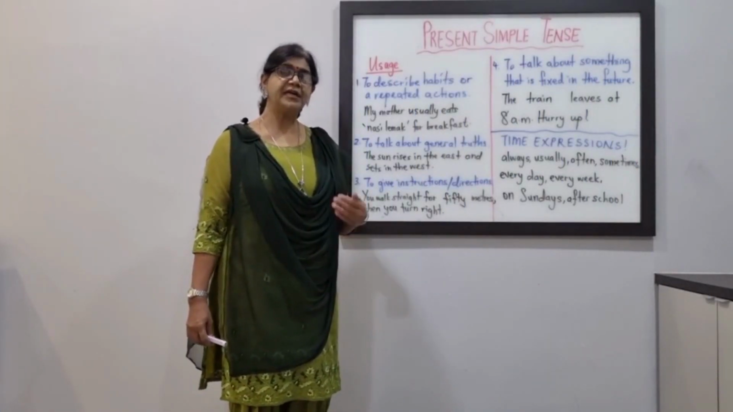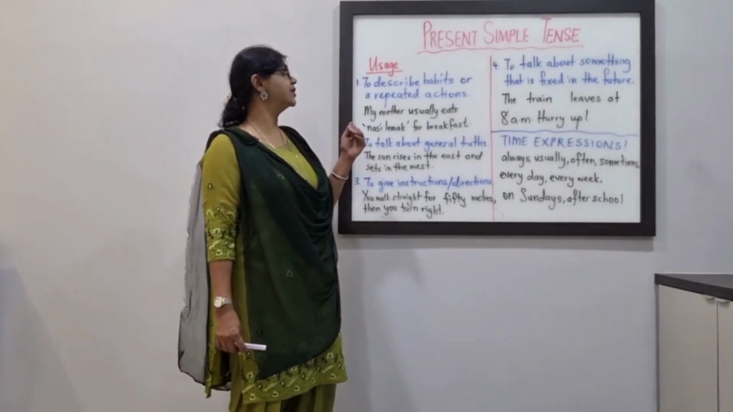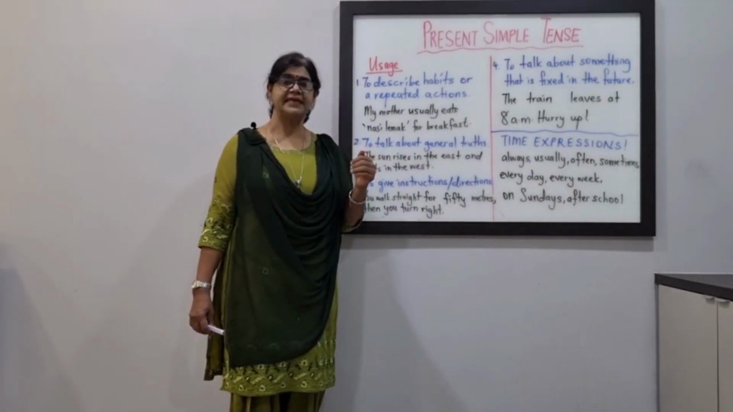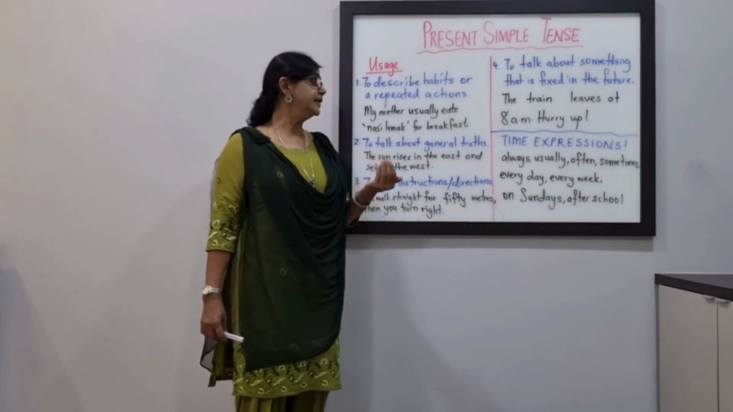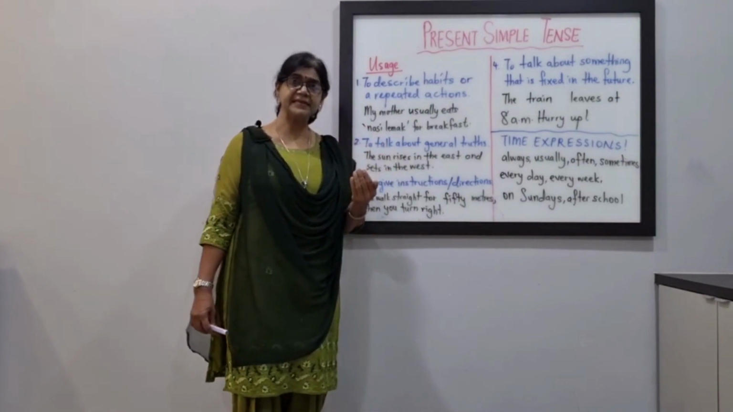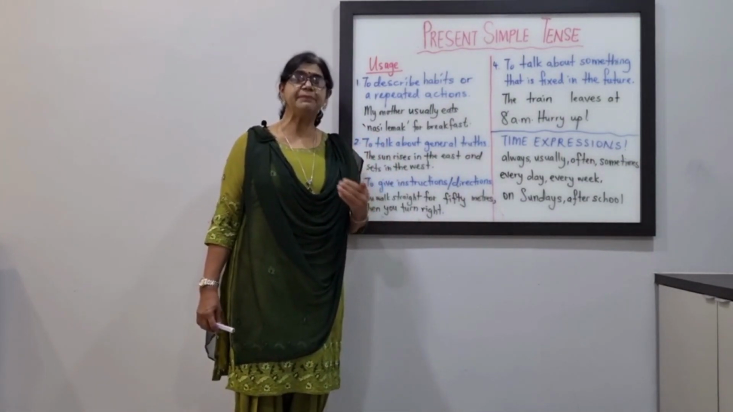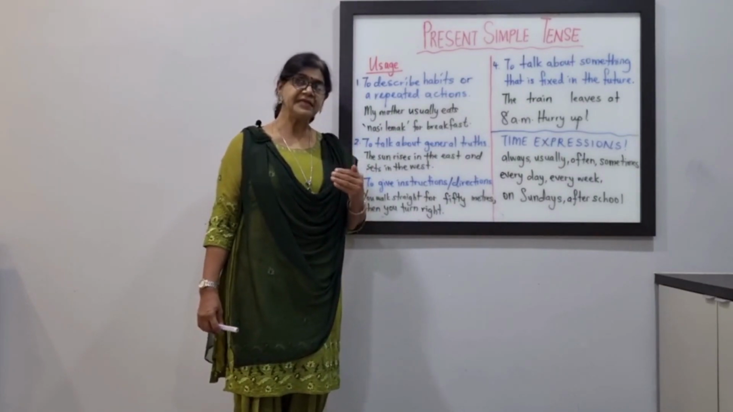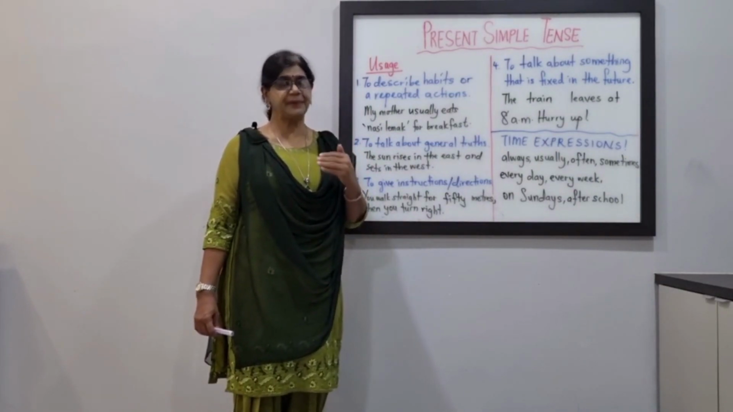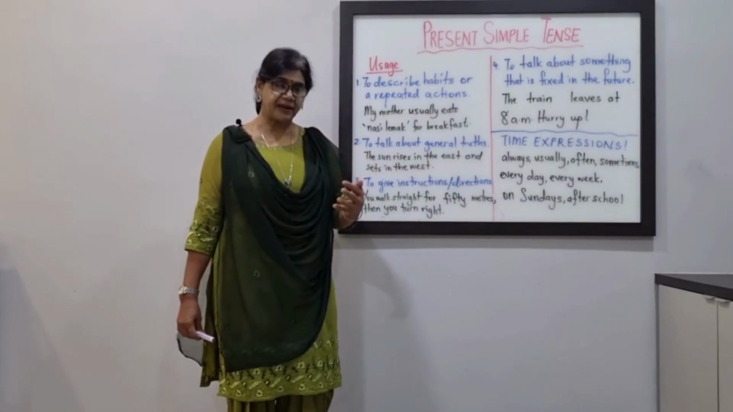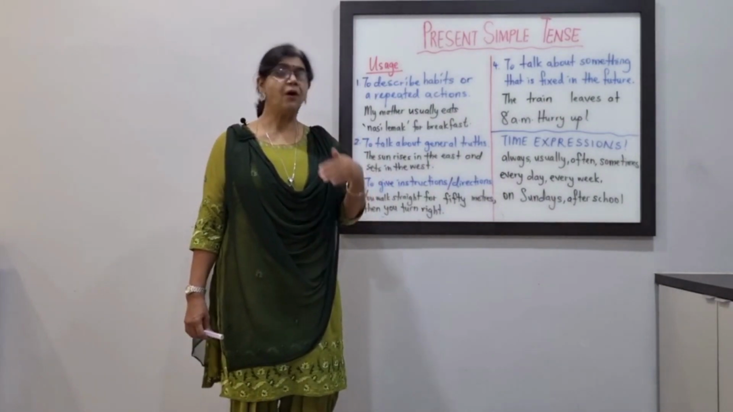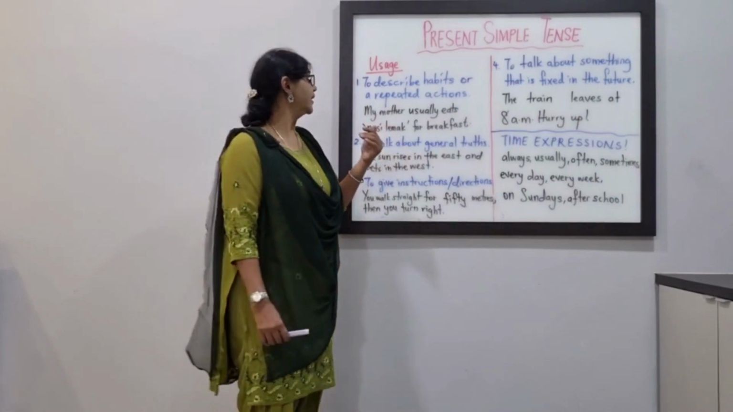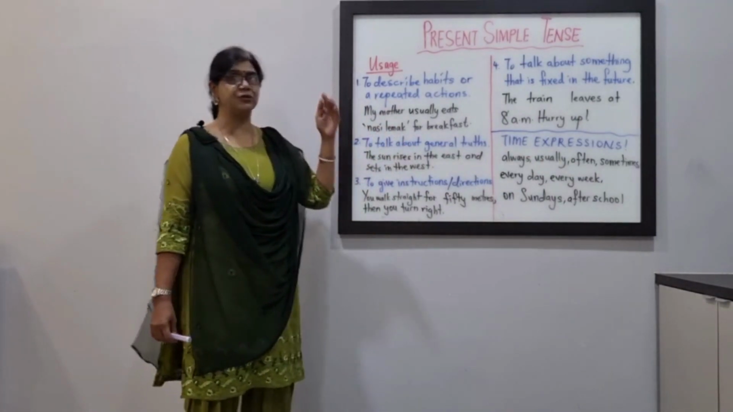Now, we shall look at the usage of present simple tense. As I mentioned earlier, present simple tense expresses something that happens often in the present, like every day, every week, or every month. Okay, now we shall look at the first usage.